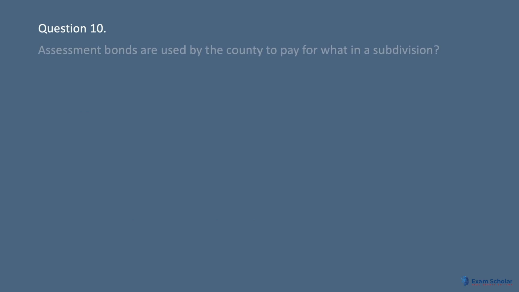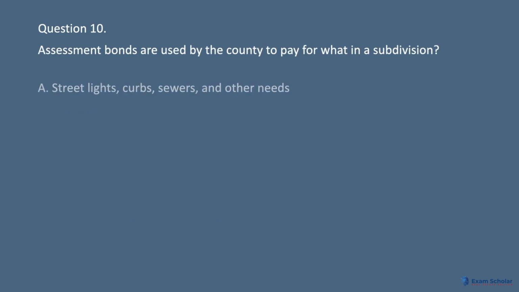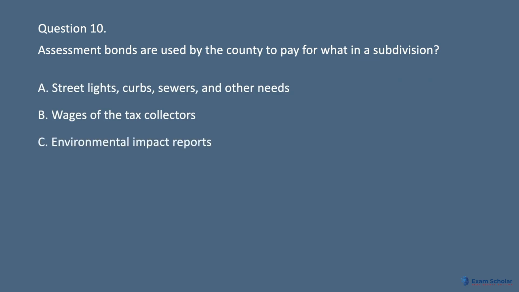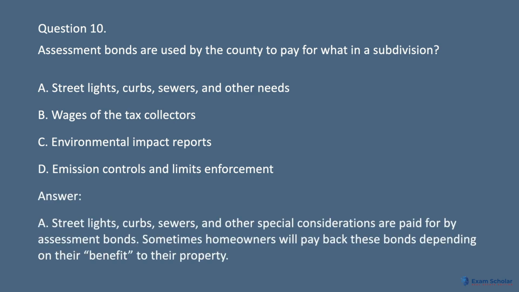Question 10. Assessment bonds are used by the county to pay for what in a subdivision? A. Street lights, curbs, sewers, and other needs. B. Wages of the tax collectors. C. Environmental impact reports. D. Emission controls and limits enforcement. Answer. A. Street lights, curbs, sewers, and other special considerations are paid for by assessment bonds. Sometimes homeowners will pay back these bonds depending on their benefit to their property.